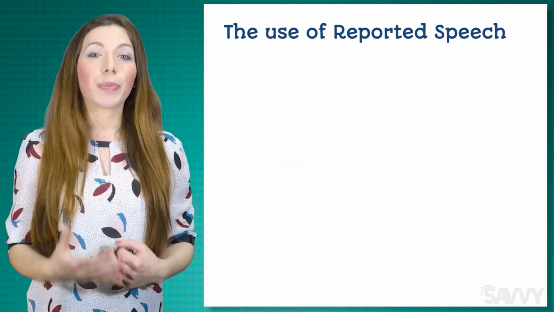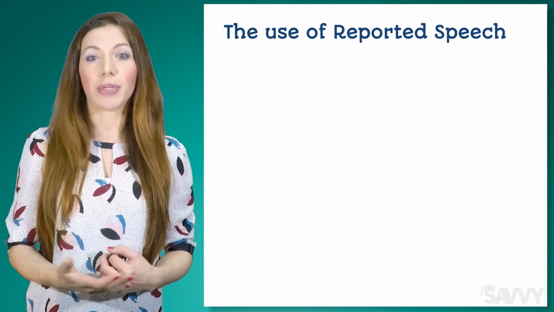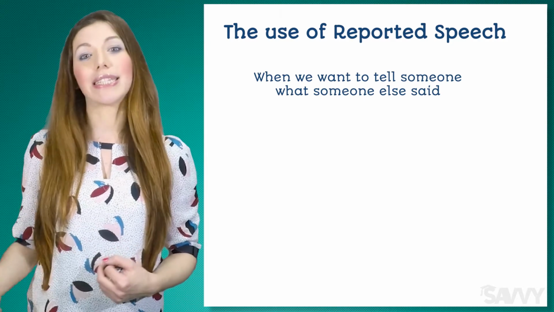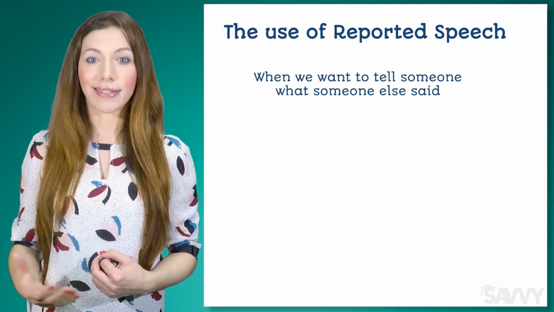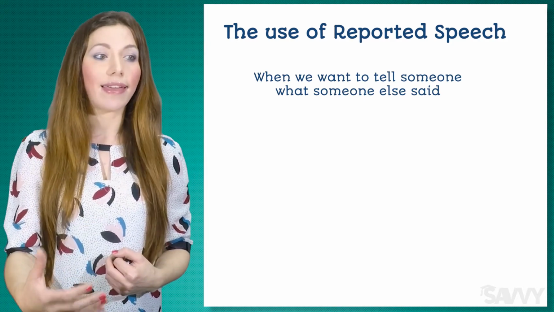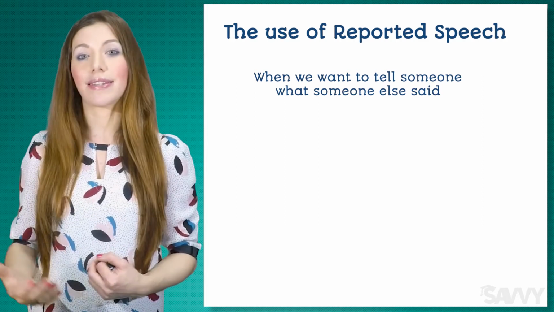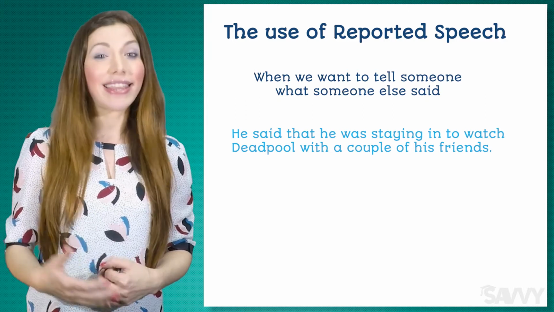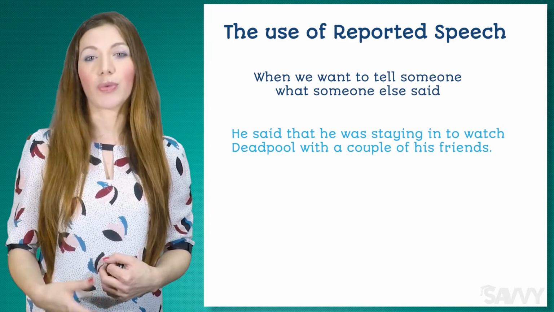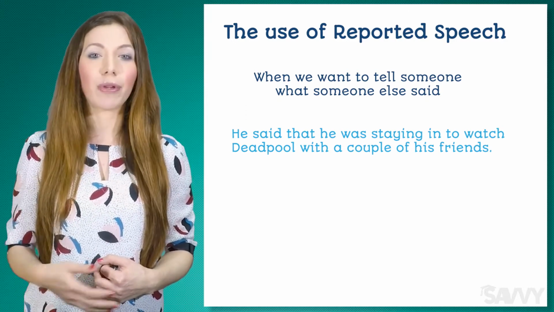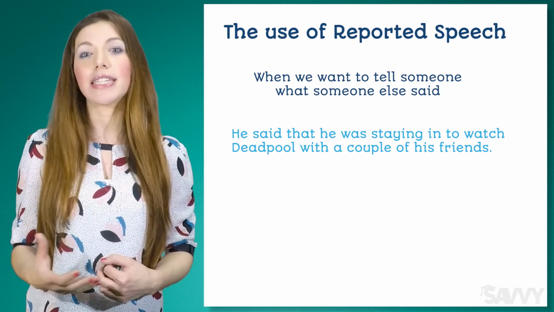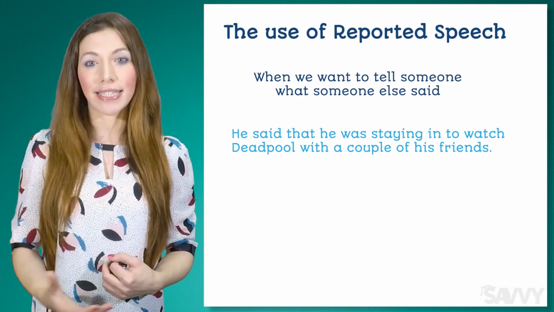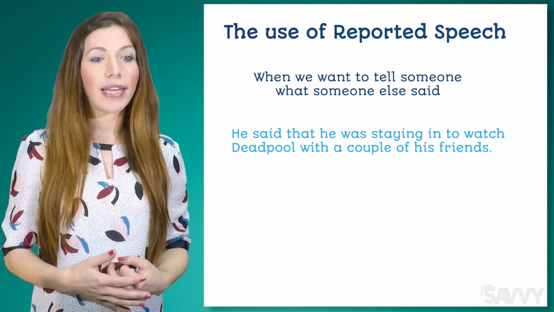We use reported or indirect speech when we want to tell someone what somebody else said. So we want to relay what one person says to another. For example, he said that he was staying in to watch Deadpool with a couple of his friends. This is an example of a sentence in reported speech.